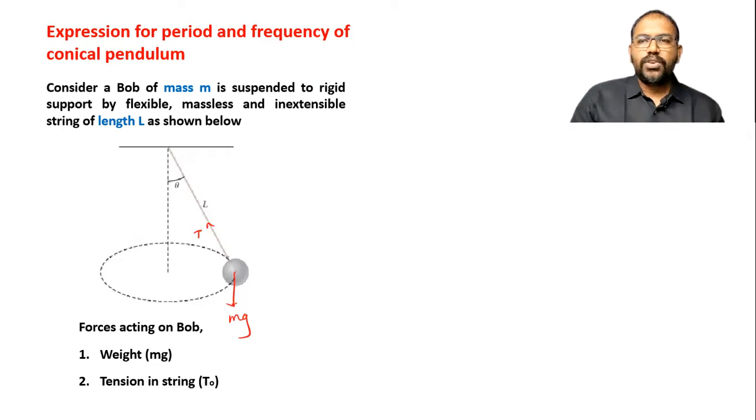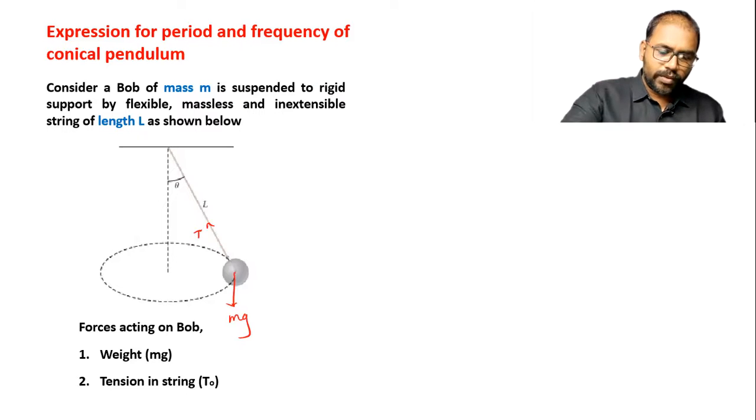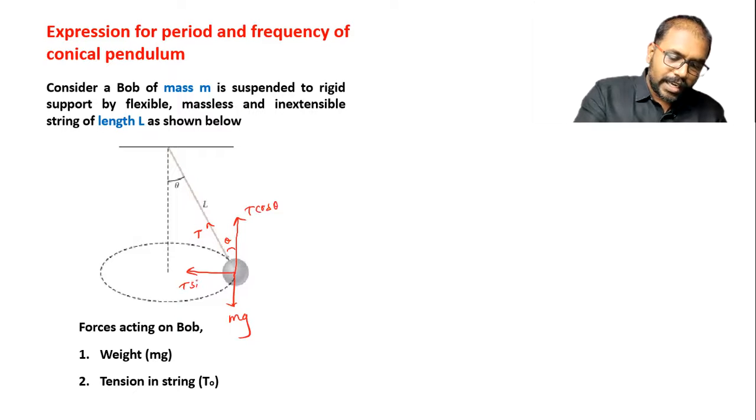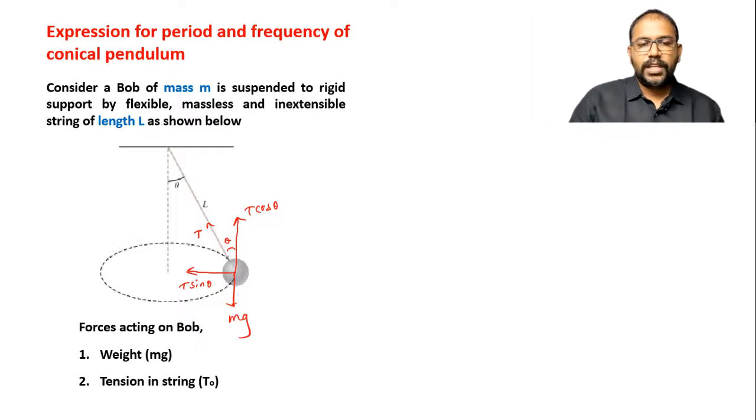Now we have to resolve the tension into two components. This is the first component and this is the second component. This angle is theta. This component is T cos theta, and this we can write as T sin theta. This is the second component of the tension. Using this diagram, we write equation 1 and equation 2, and process them to get the expression for period and frequency.